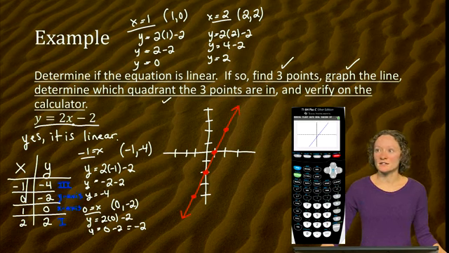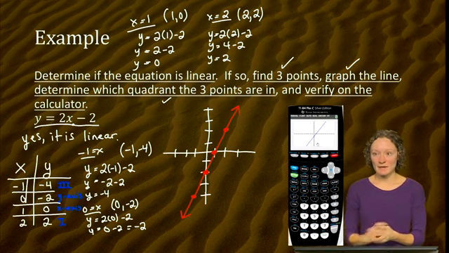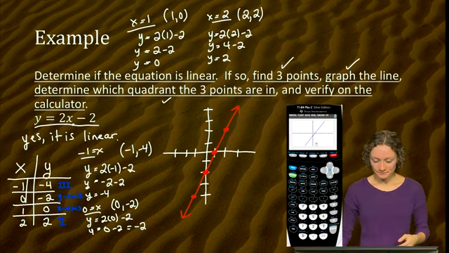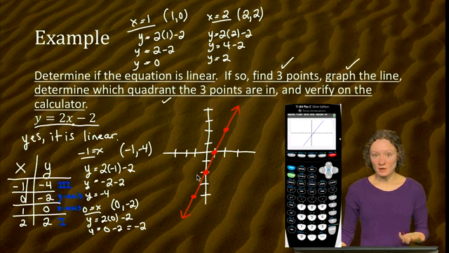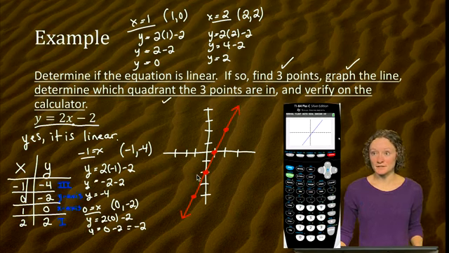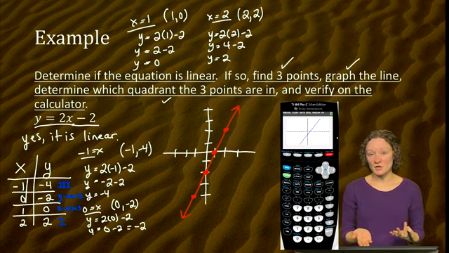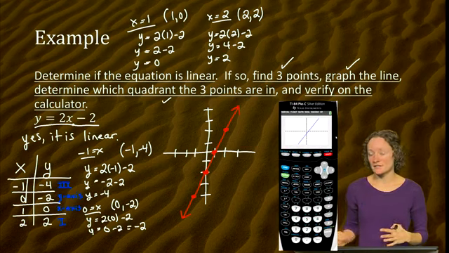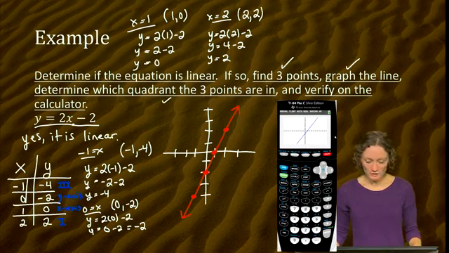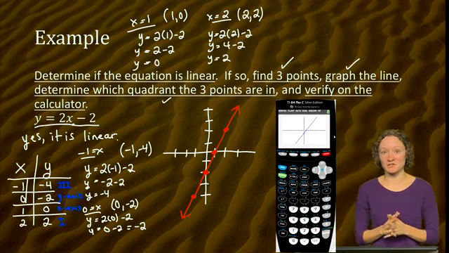And so verifying it is looking at the calculator and making sure that what you have on your drawn version looks the same. And it does, so that verifies for us. Again, the skew is a little bit off, but when we draw something by hand, it's never going to be perfect. It's also important to note that the calculator is set to a specific window.